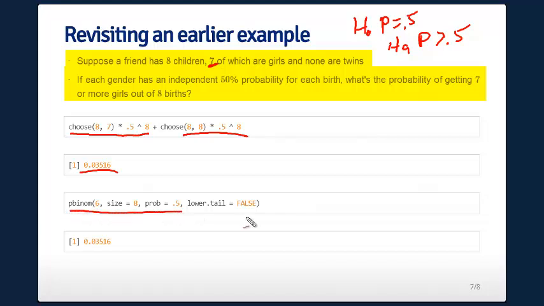And then you could just do this with pbinom. Remember, you have to put in 6, because if you do lower tail equals false, it does strictly greater than, so it starts counting at 7 when you put in 6. But if we were to put in 7, it would start counting at 8.